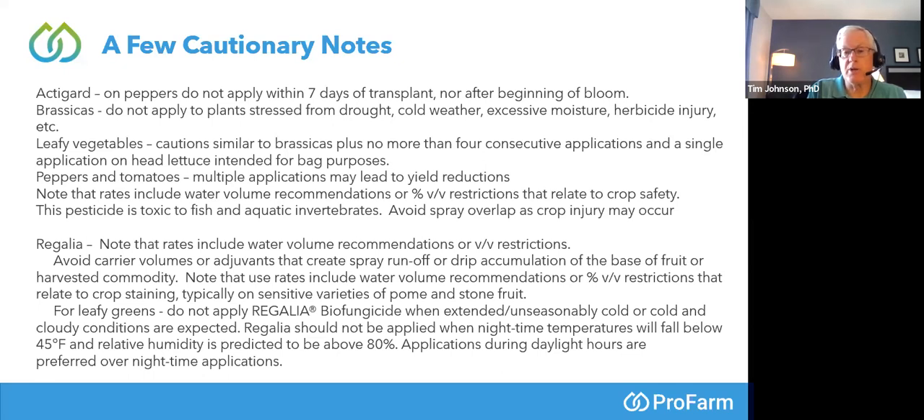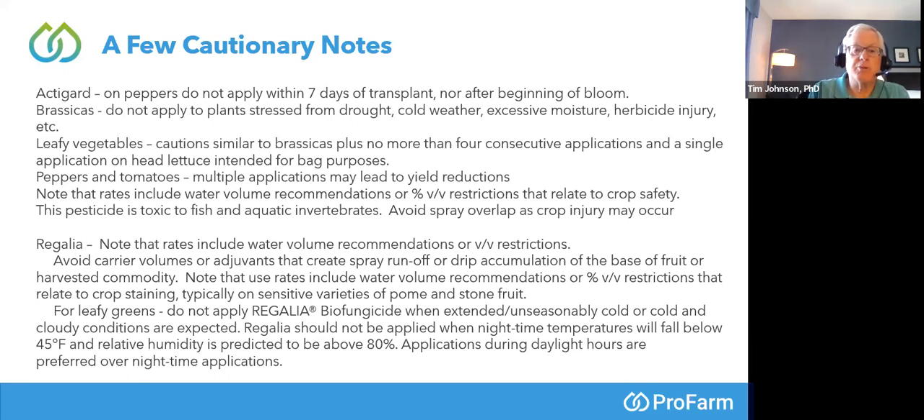And there are some cautionary notes in terms of ActiGuard being toxic to fish and aquatic invertebrates. So you have to use some caution there where you apply, and avoid spray overlap. Again, it has to do with not applying too much of the product from a crop safety point of view.